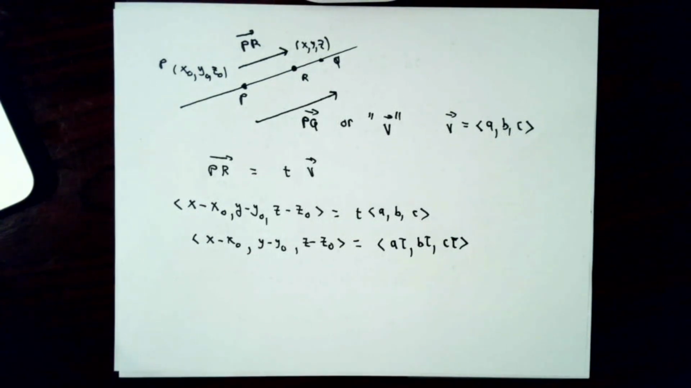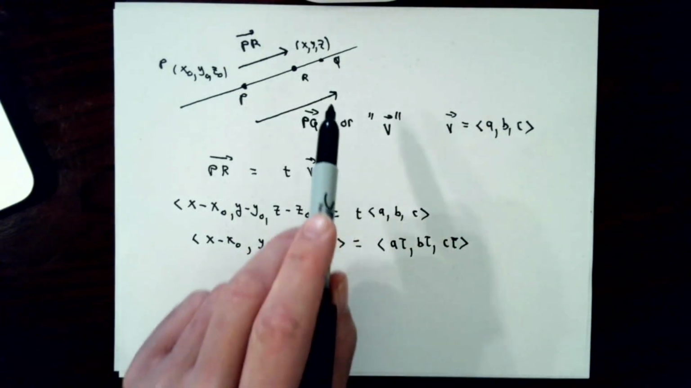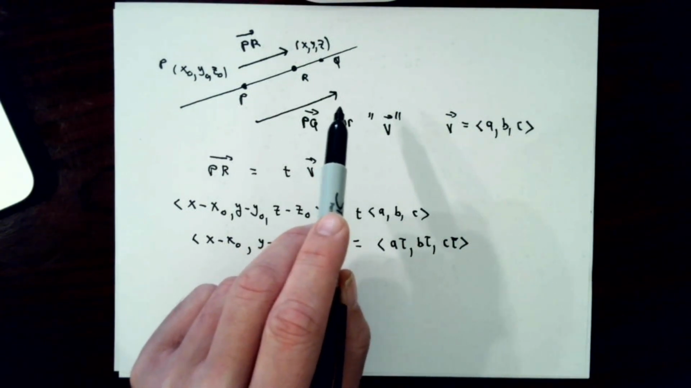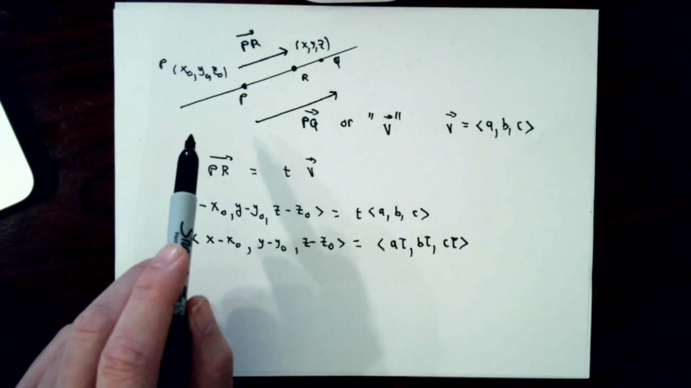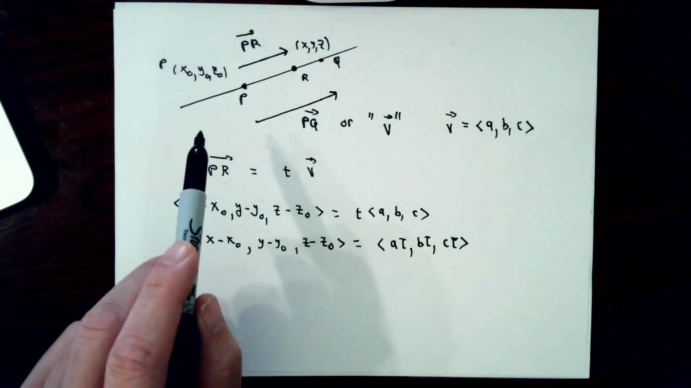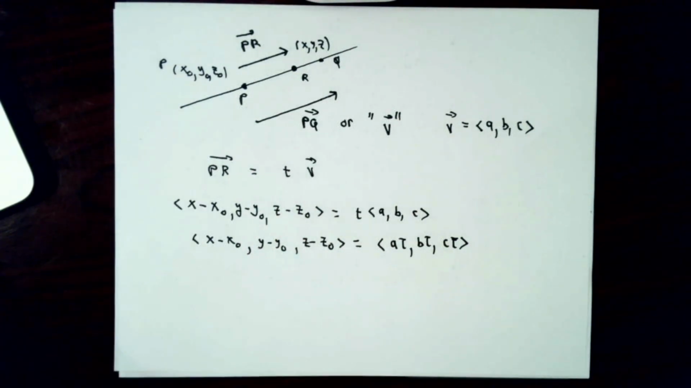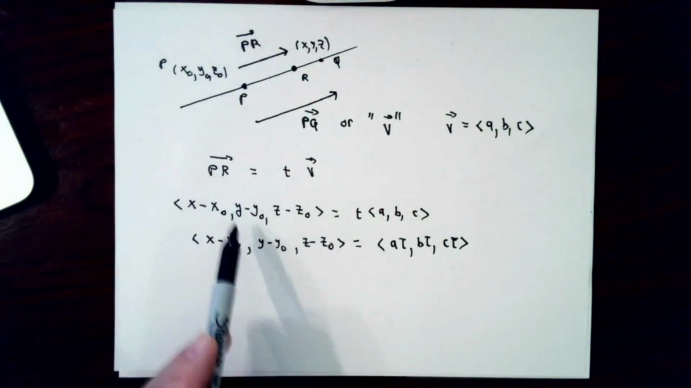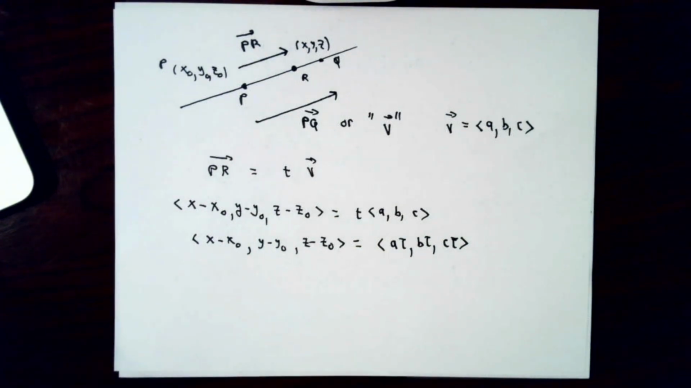If I figure out the component form of the vector from P to R, as usual, we use our recipe end minus start. R has coordinates just generic letters x, y, and z. P has coordinates x0, y0, z0. Doing the end minus start thing, the components of the vector from P to R are these numbers. This must be a multiple T of vector V.